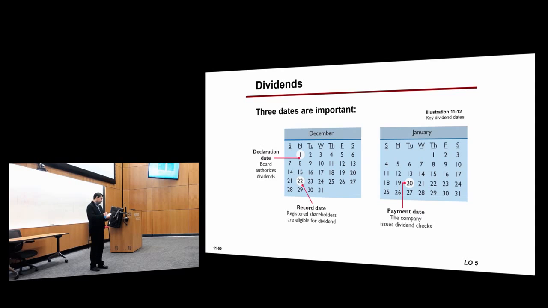So this is the first day. This is when it automatically becomes an obligation. The company will declare the obligation because they have to pay that dividend, but they have not paid it yet.